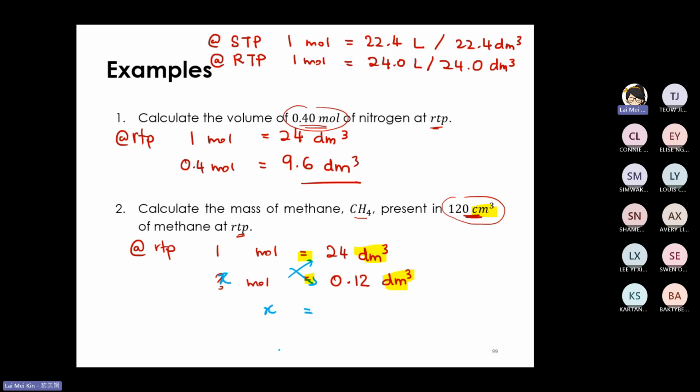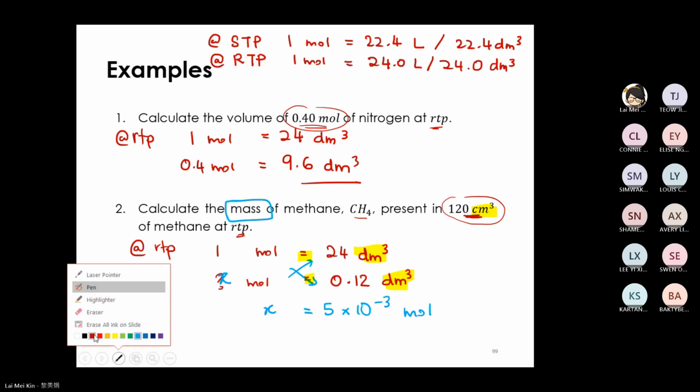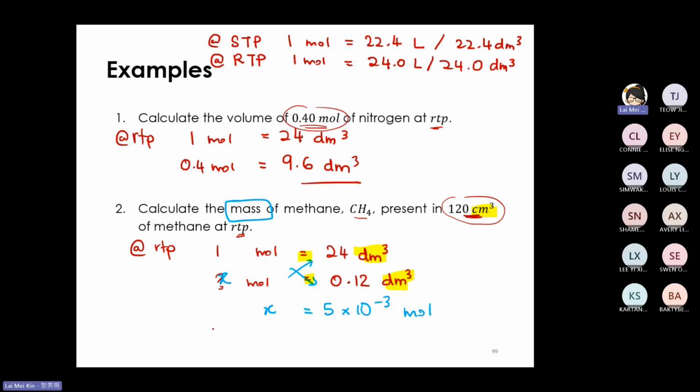So x equals 5 times 10 to the negative 3 mole. If you have the mole, please take note of the question. The question wants the mass. So mole, calculate mass. 5 times 10 to the negative 3 multiplied by the molar mass of methane. Again, I'm not giving you the molar mass. You find it yourself.